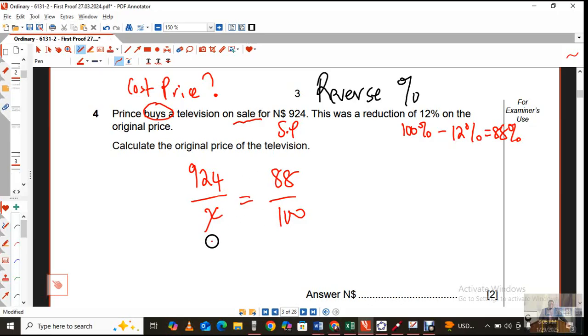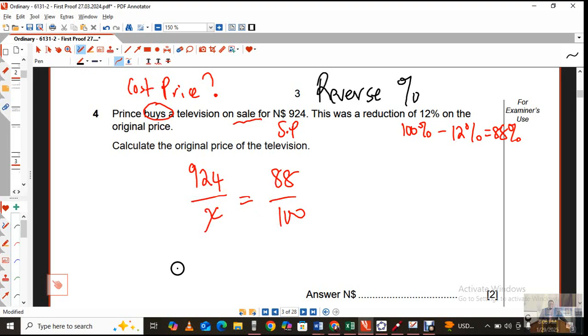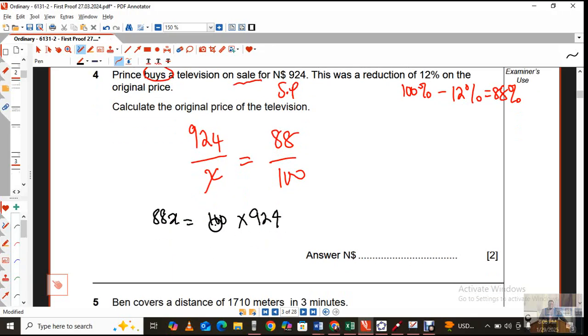If we apply cross multiplication, because now it's an equivalent fraction, you are going to have 88x equal to 100 times 924. Now I'm not going to multiply out 924 times 100, because I want to show you where the concept of reverse percentage comes from.